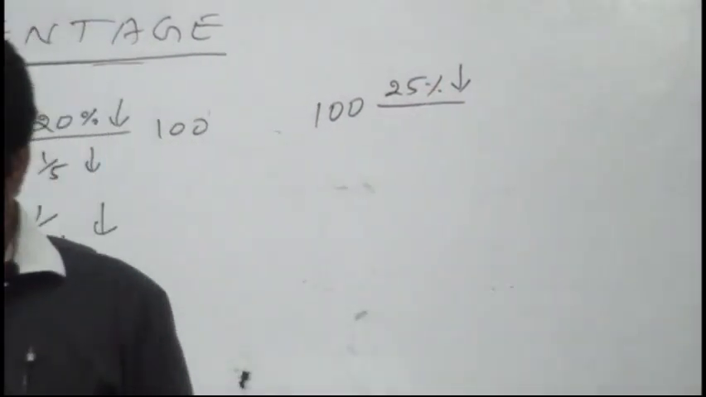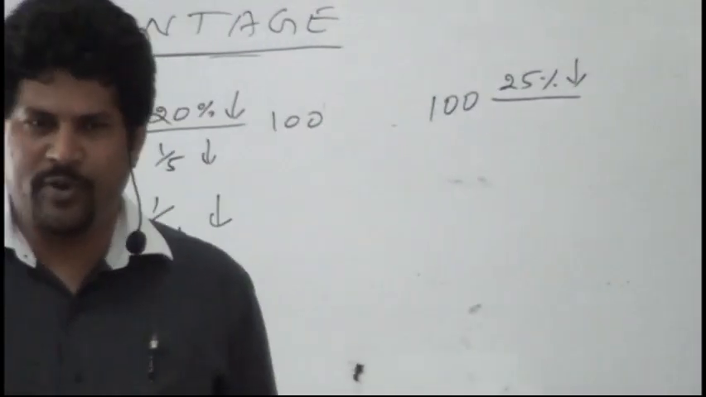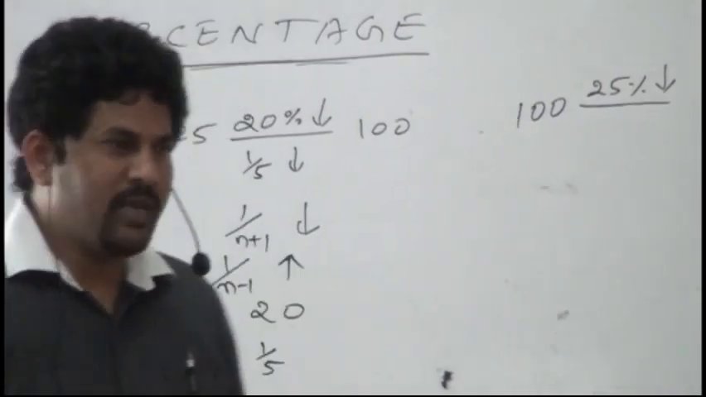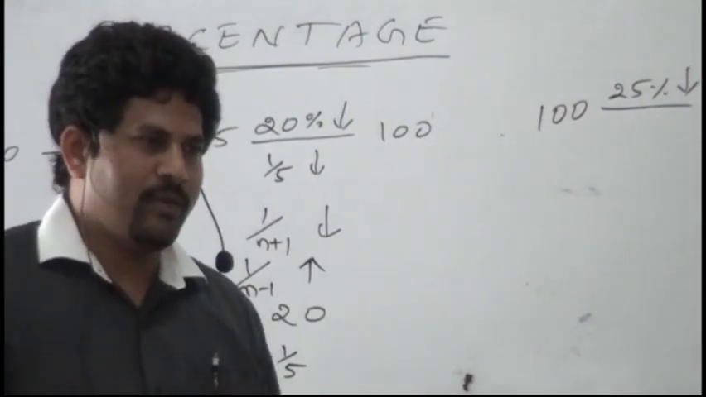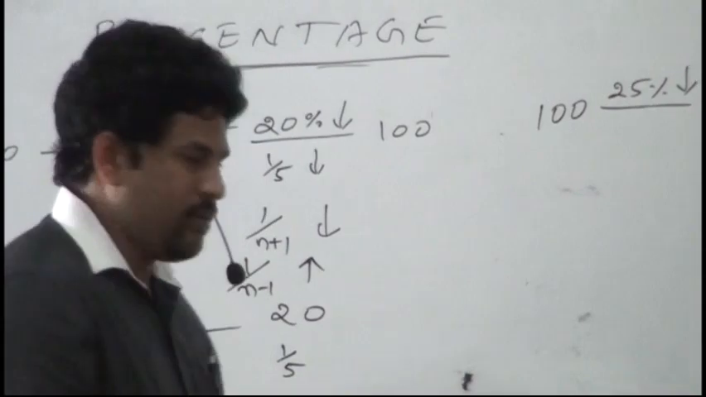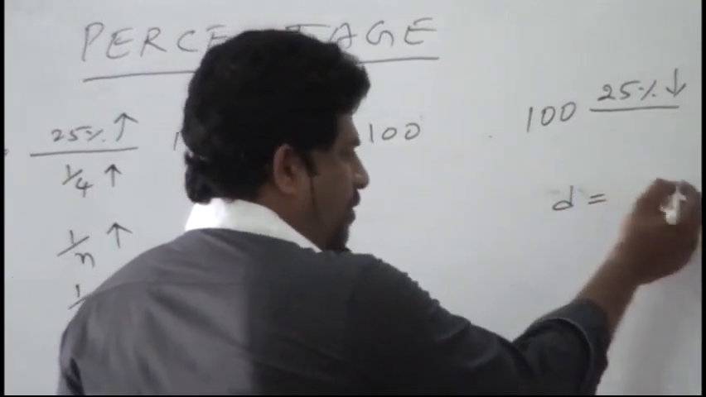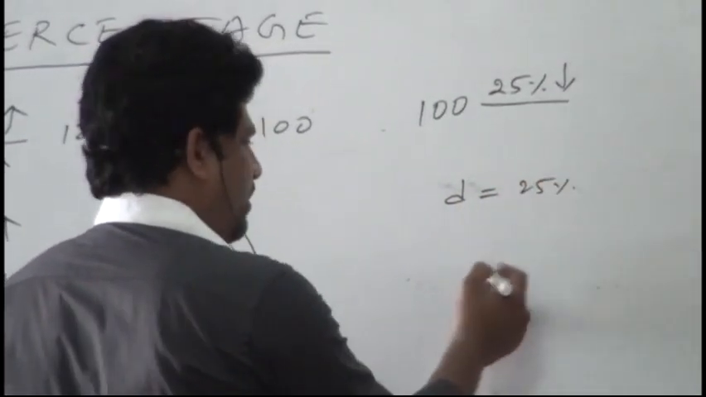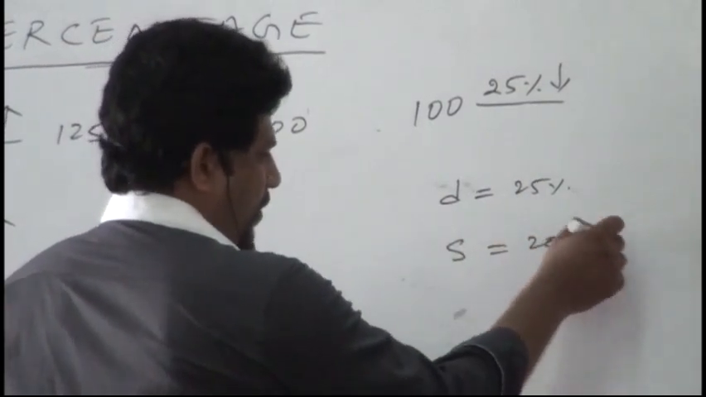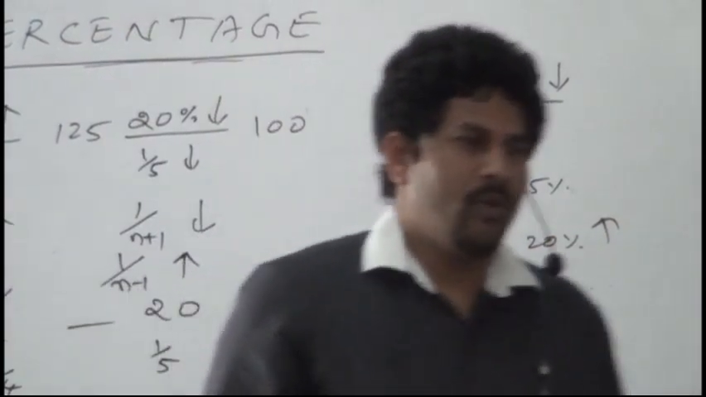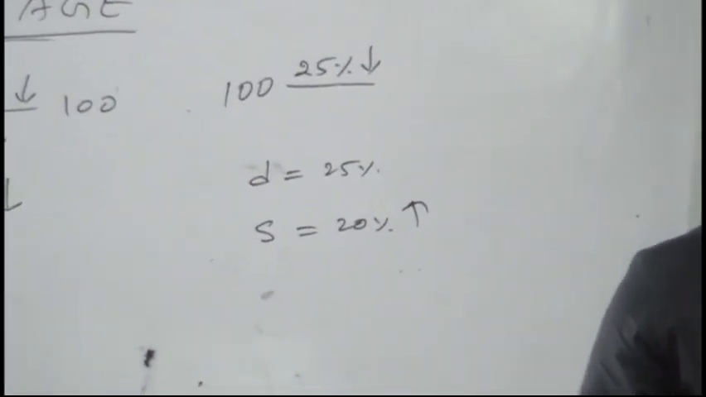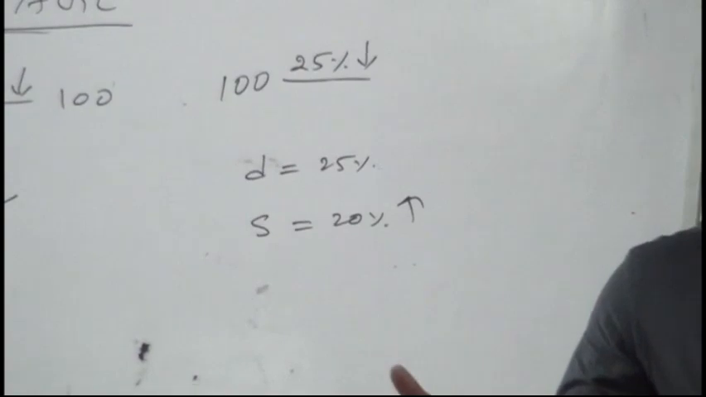A shopkeeper gives a discount of 25% on a particular product. Because of this discount, sales went up by 20%. What is the percentage change in the net revenue? Will he get more revenue or less revenue?